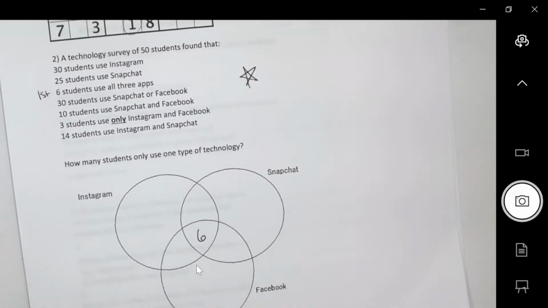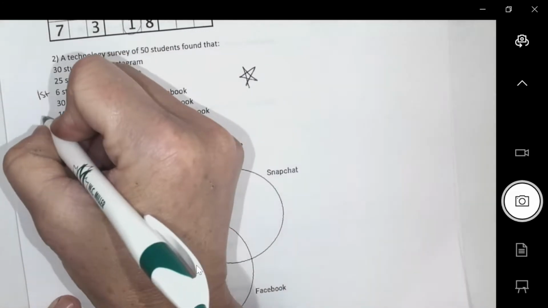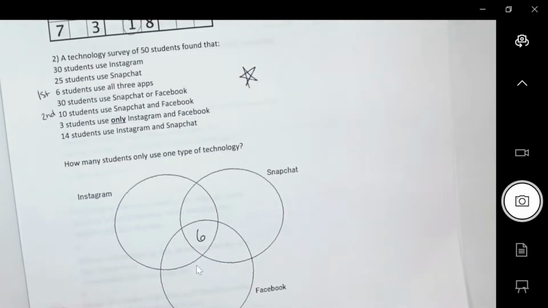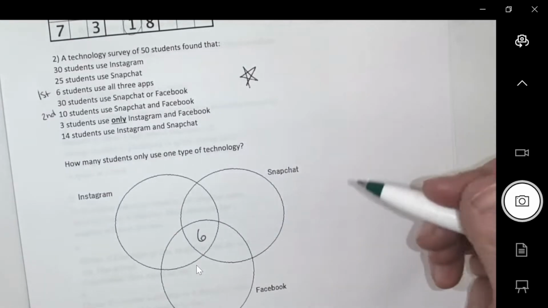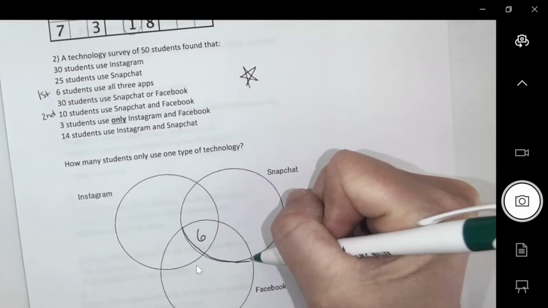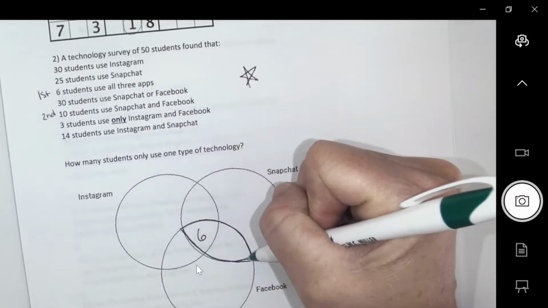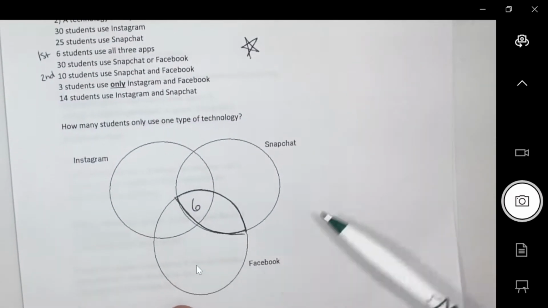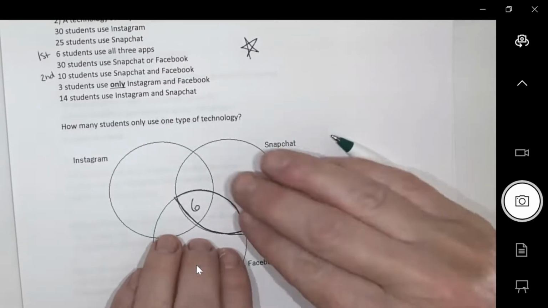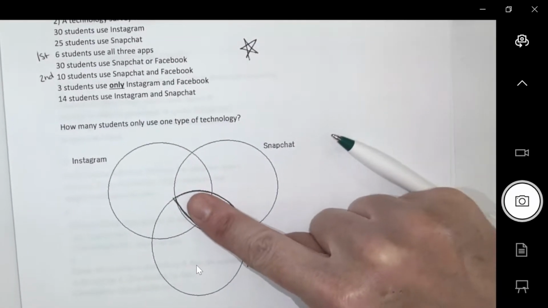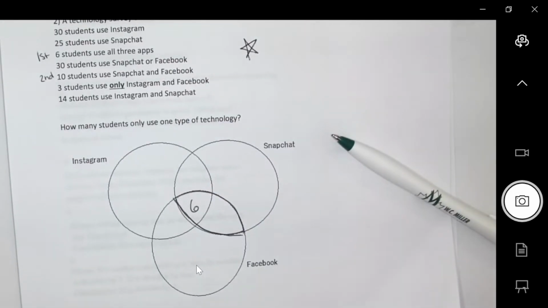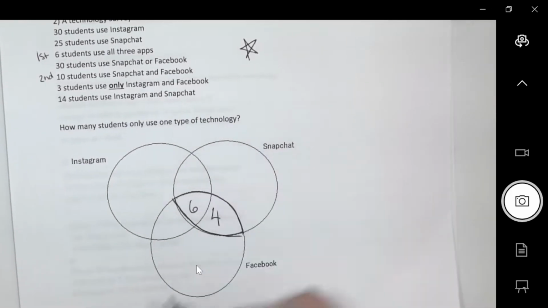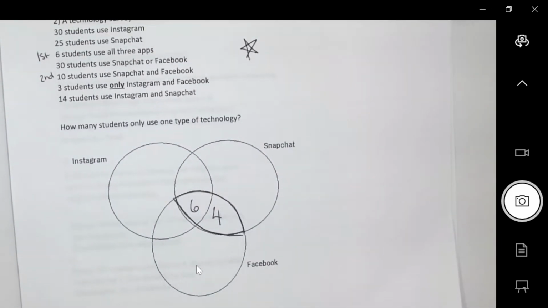Okay, now you need an AND statement. So for instance, this one. 10 students use Snapchat and Facebook. So do you see where Snapchat and Facebook overlap each other? It's this. I need 10 students in this zone. But I already have 6. So now I'm going to put a 4 there. Do you see that? Don't put a 10 because now you're creating 16.